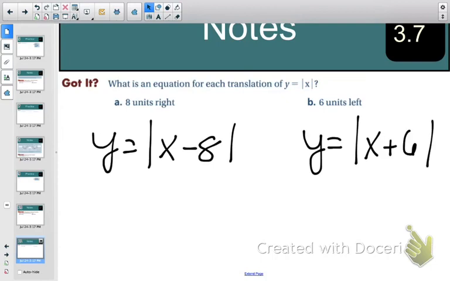Alright, so you should have got, for the first one, y equals absolute value of x minus 8. Again, it's inside. The second one, y equals absolute value of x plus 6.